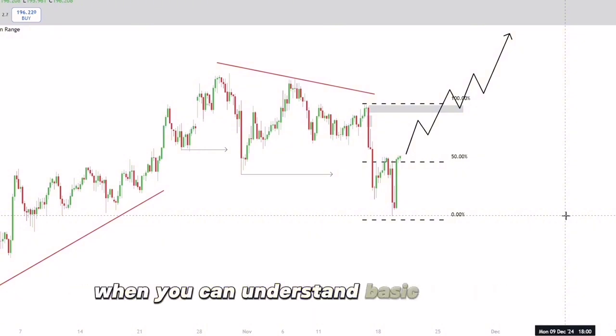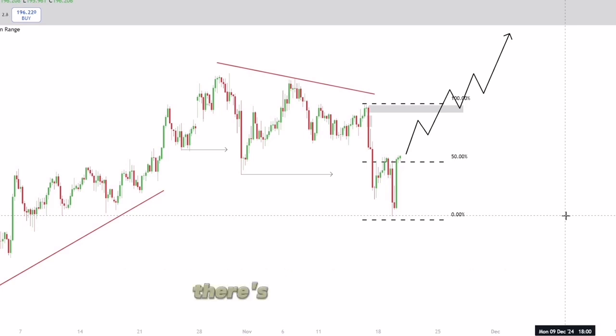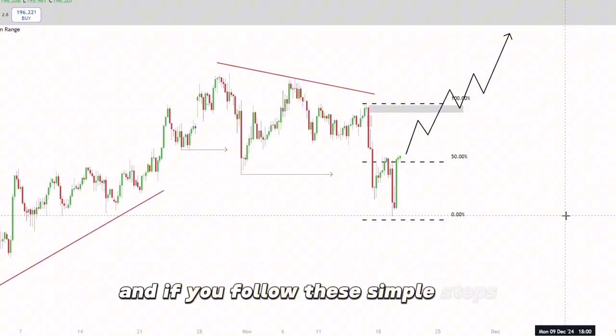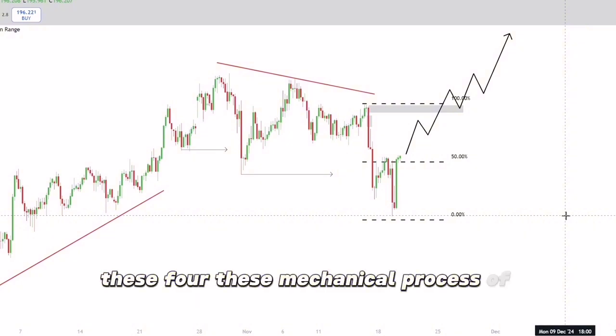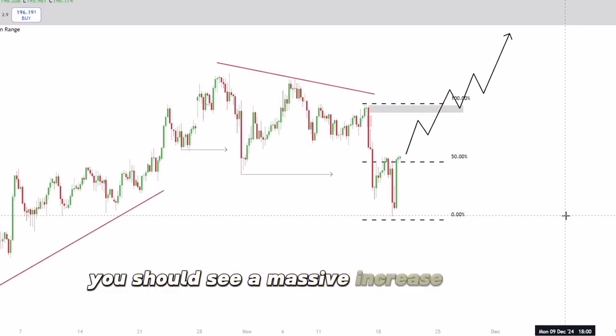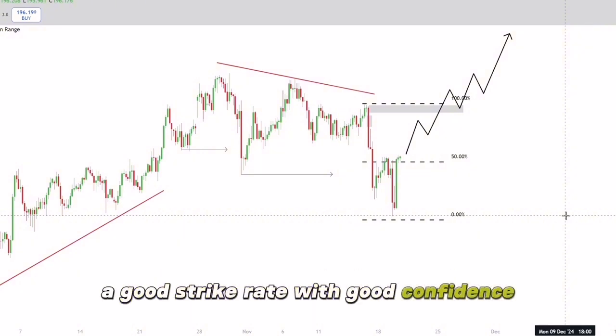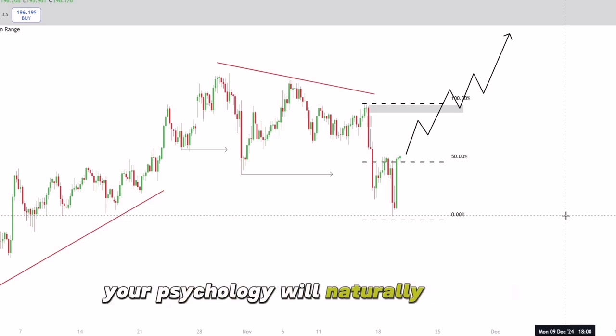When you can understand basic structure and pair it with fair value gaps and basic liquidity, there's no reason why you can't sieve out a high time frame bias in pretty much any market. And if you follow these simple steps, these mechanical processes of structure, dealing range, PD arrays, and fair value gaps, you should see a massive increase in your confidence. You should see a massive increase in your strike rate. And when you have a good strike rate with good confidence, your psychology will naturally improve.